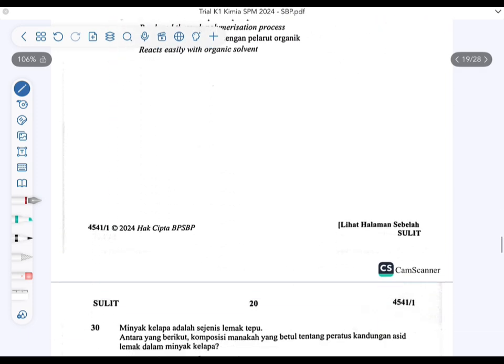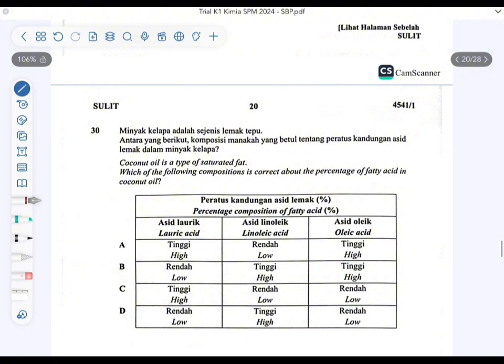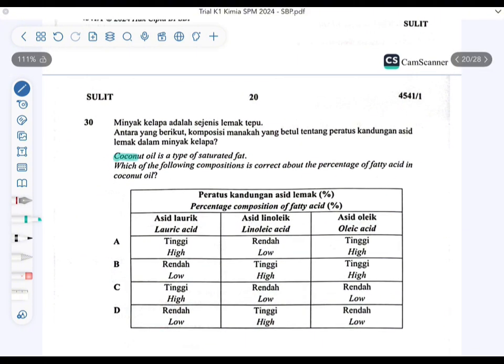Okay, so for question 30, this is a coconut. We have coconut oil, which is a saturated fat. Which of the following compositions is correct about the percentage of fatty acids in the coconut oil? In this coconut oil, we have lauric acid, linoleic acid, and oleic acid, and we just need to know whether it is high or low.